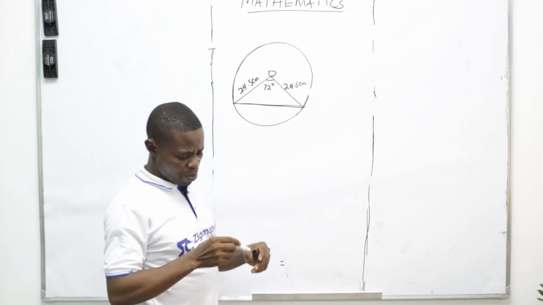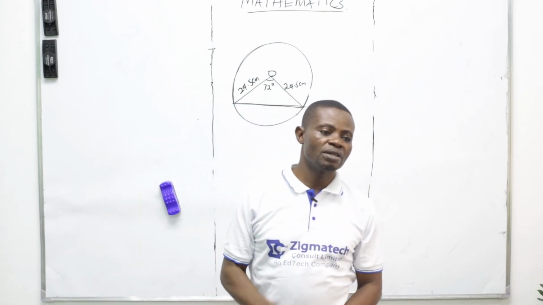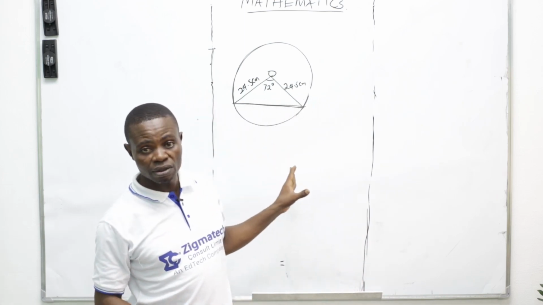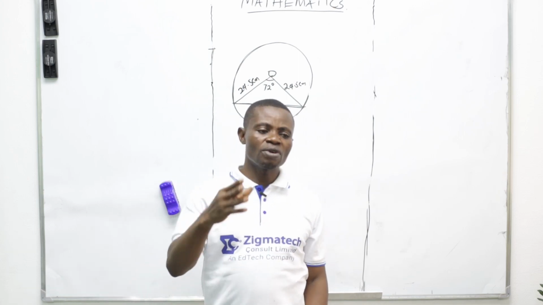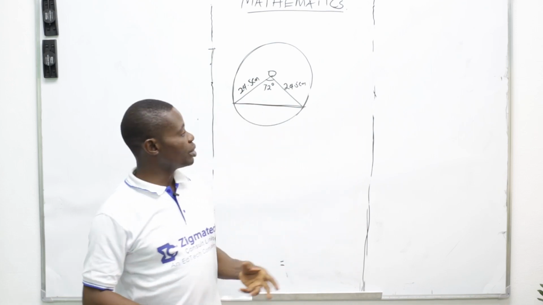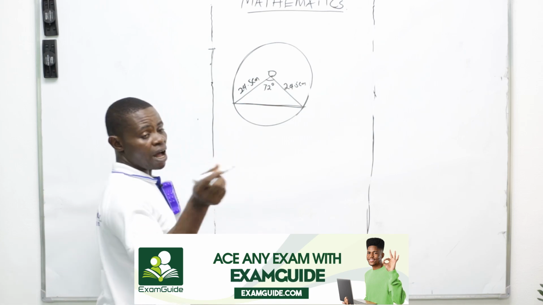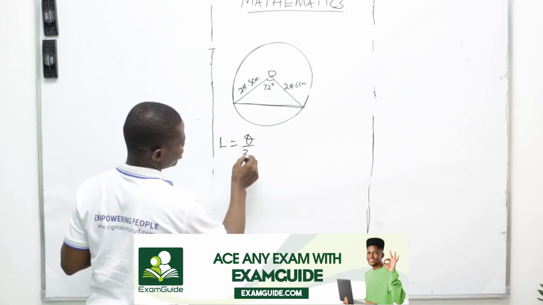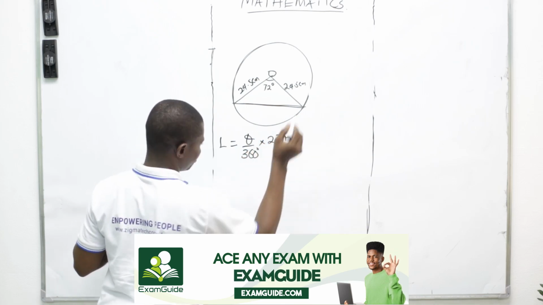So, perimeter of minor segment simply implies length of chord plus length of arc. But you have to ask yourself this question. What is length of arc? What is length of chord? Good. For length of arc, L equals theta all over 360 times 2 pi r.